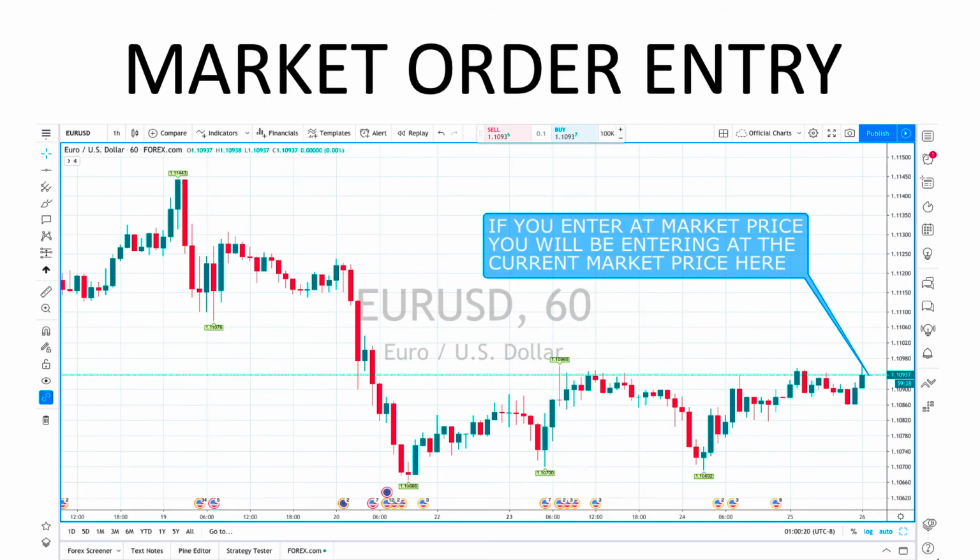Here's an example of a market order entry. If you enter at market price, you will be entering at the current market price here as displayed in the chart.